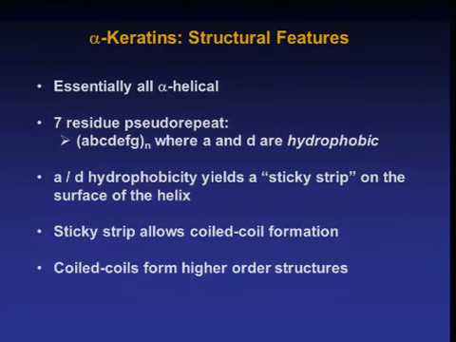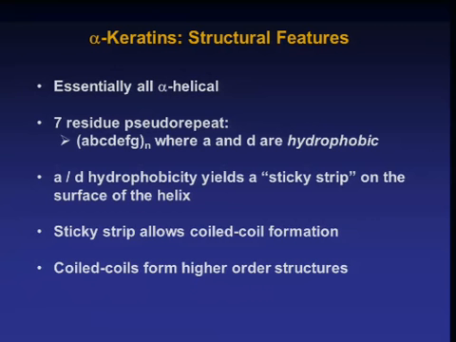First, they're essentially all alpha helical, and with respect to that motif we're talking about, these proteins have some repeating unit. For alpha-keratins, we call it a 7 residue repeat, and somebody had been confused before: when we say residue, we're also saying amino acid, right? A 7 amino acid pseudo-repeat.